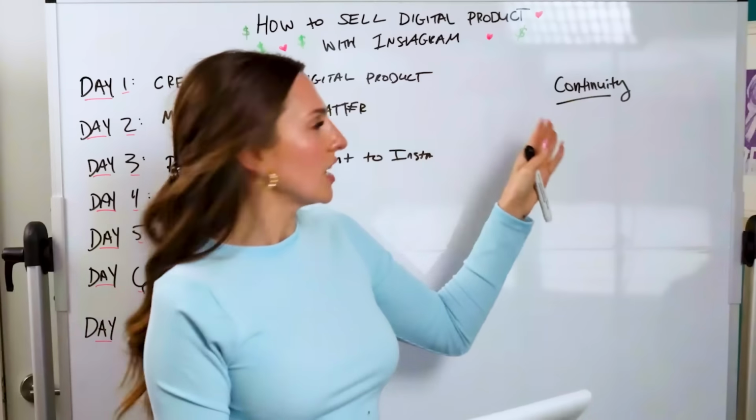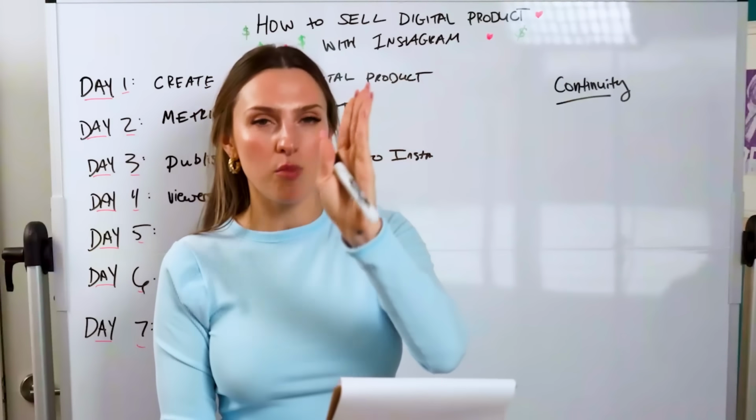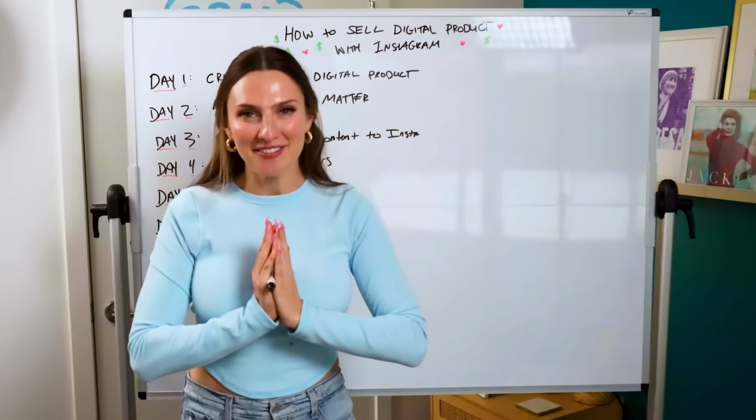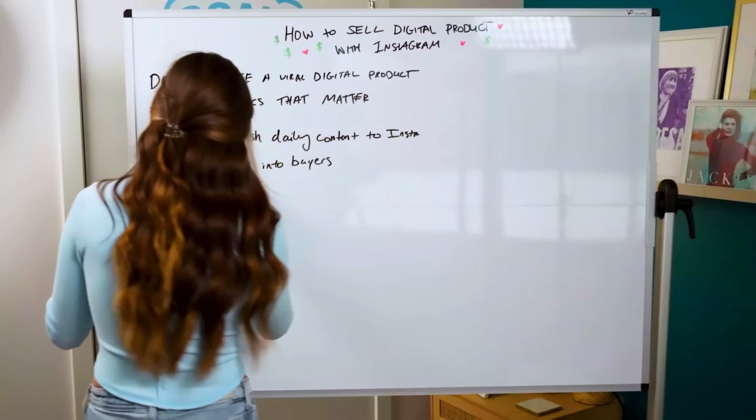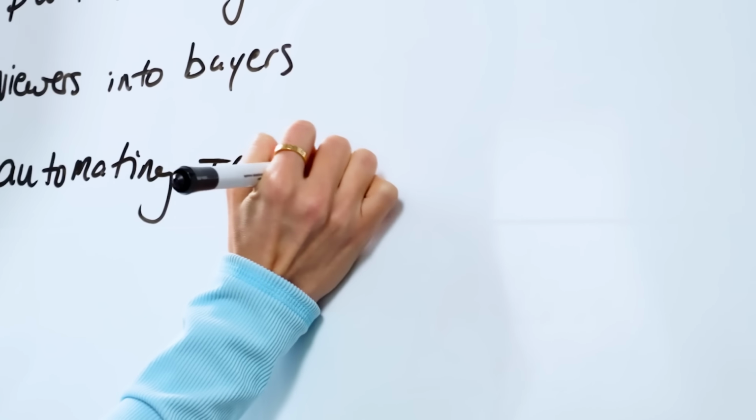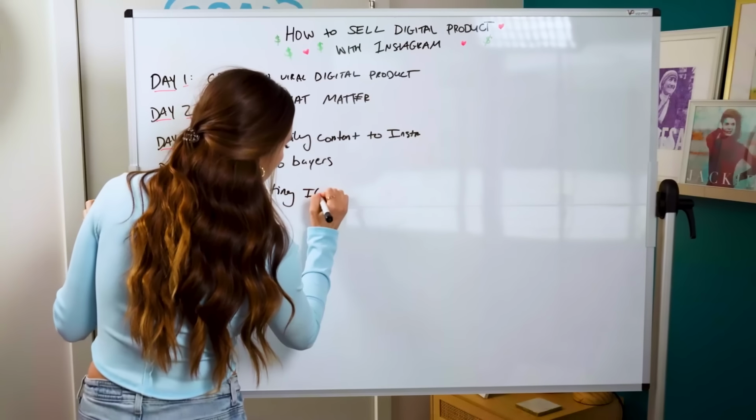I don't want you losing any sales because you lack continuity from one part of the funnel to the next. Day 5, let's talk automations. Day 5 is all about automating your Instagram, so automating IG sales.